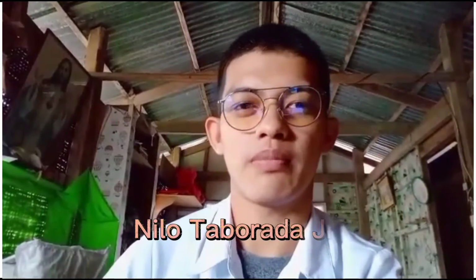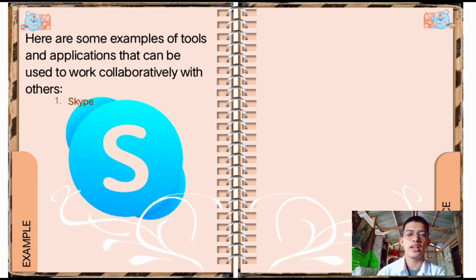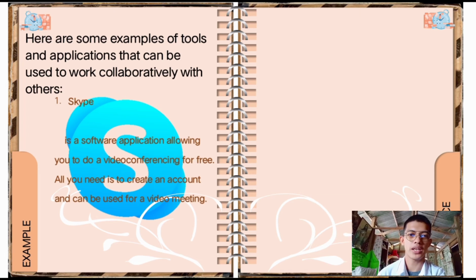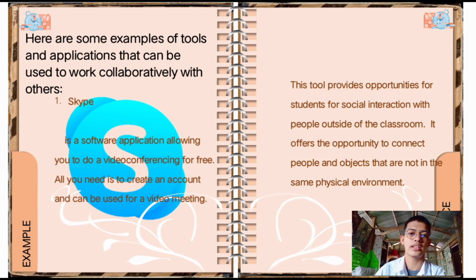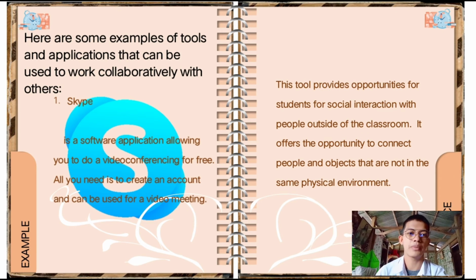So here are some examples of tools and applications that can be used to work collaboratively with others. The first one is Skype. Skype is a software application allowing you to do video conferencing for free. All you need is to create an account and it can be used for video conferencing or meetings. This tool provides opportunities for students for social interactions with people outside of the classroom. It offers the opportunity to connect people and objects that are not in the same physical environment.